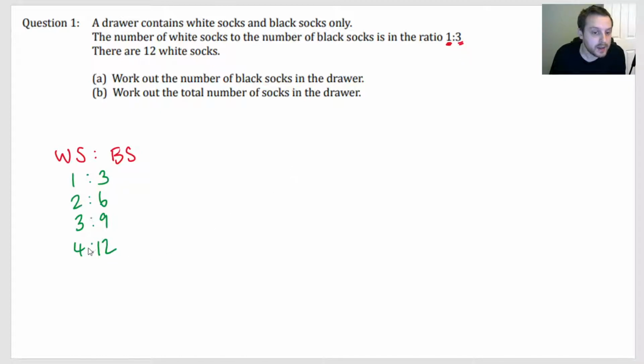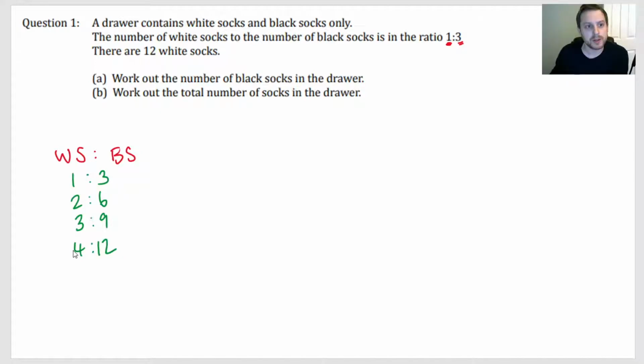Okay? And the idea is, every time you have 1 white sock, you have 3 black socks. If the ratio was different, it would just be 2 different times tables. If it was 2 to 5, then it would be 2 to 5, 4 to 10, 6 to 15, 8 to 20, and it would continue in the 2 times table and the 5 times table. Okay, so this is just times tables.